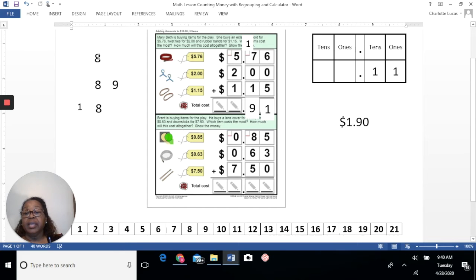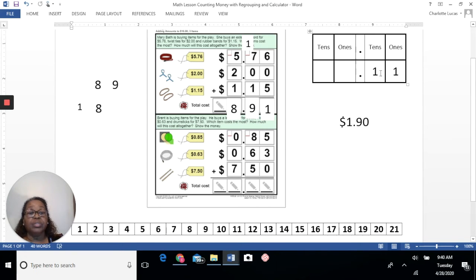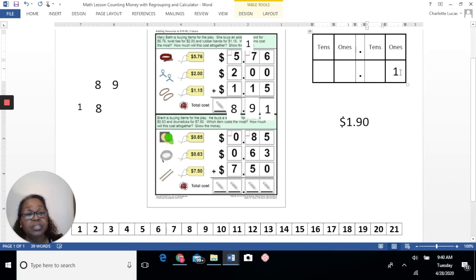So let's put that 8 in place. And our answer will be $8.91. Let's put that in place on our place value. It would be 8 whole dollars and 91 cents. All right. Let's do one more and then we'll move over.